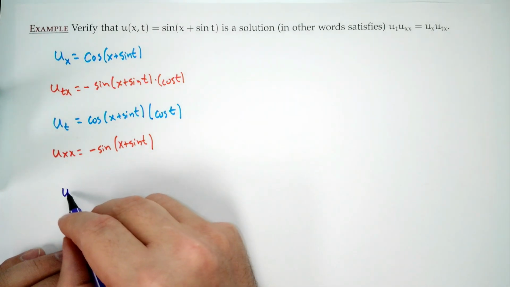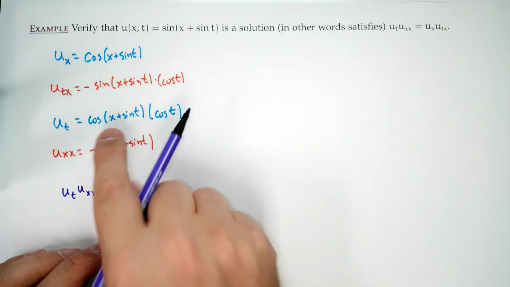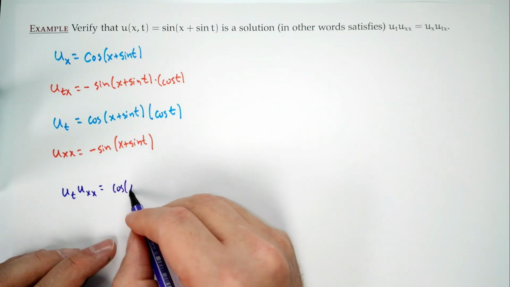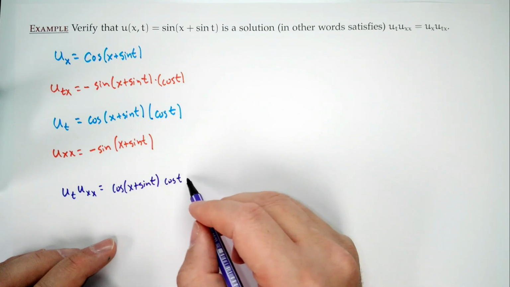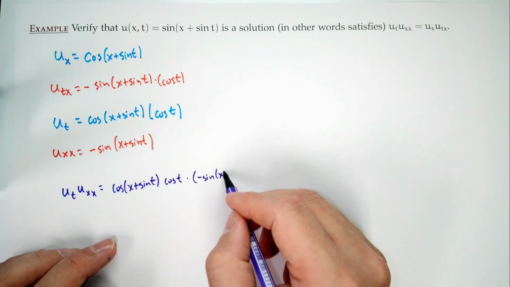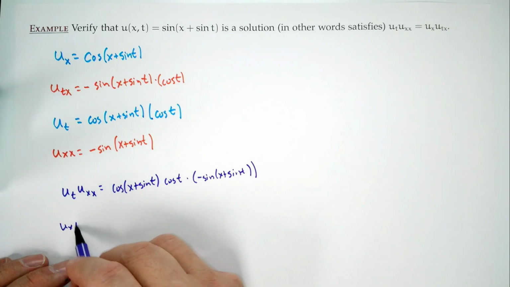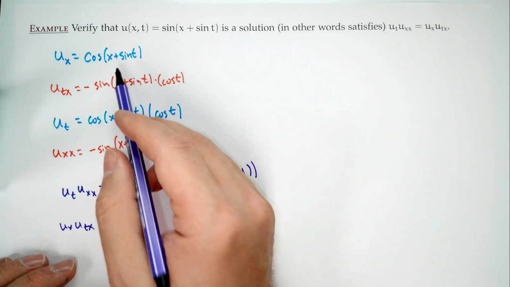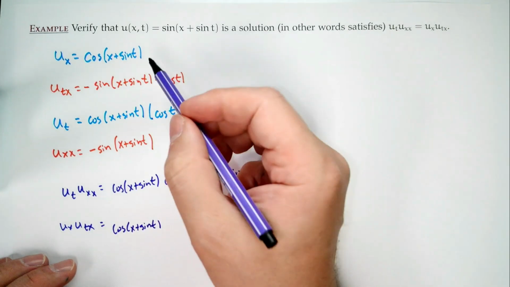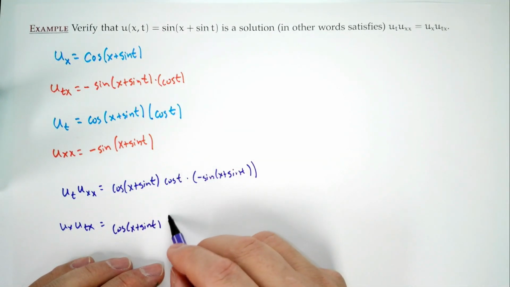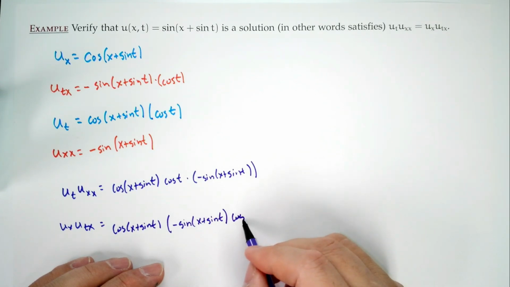u sub t times u sub xx. So u sub t, there's a cosine of x plus sine t, there's a cosine t, and there's a negative sine of x plus sine t. On the other hand, u sub x times u sub tx, well, there's a cosine of x plus sine t. There's our u sub x. u sub tx is negative sine of x plus sine t times cosine of t.